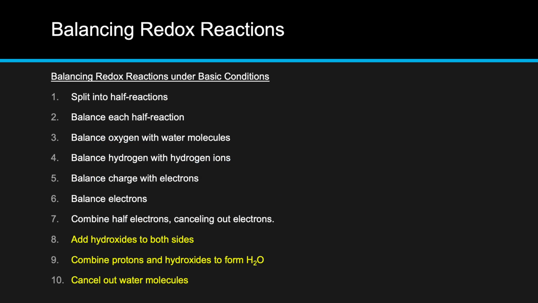All right, so now let's add some more steps. So now, if it says under basic conditions, you're going to do the exact same thing we just did, but now at the end, you're going to balance out the H plus ions with hydroxides. So let's say you have 2 H plus ions as a product. That means you're going to put 2 hydroxide ions on both sides of the reaction. So the OH minus and the H plus that are on the same side form water, and then you're left with OH minus on the other side. So it essentially turns it into a basic solution. Then you're going to treat it exactly the same.